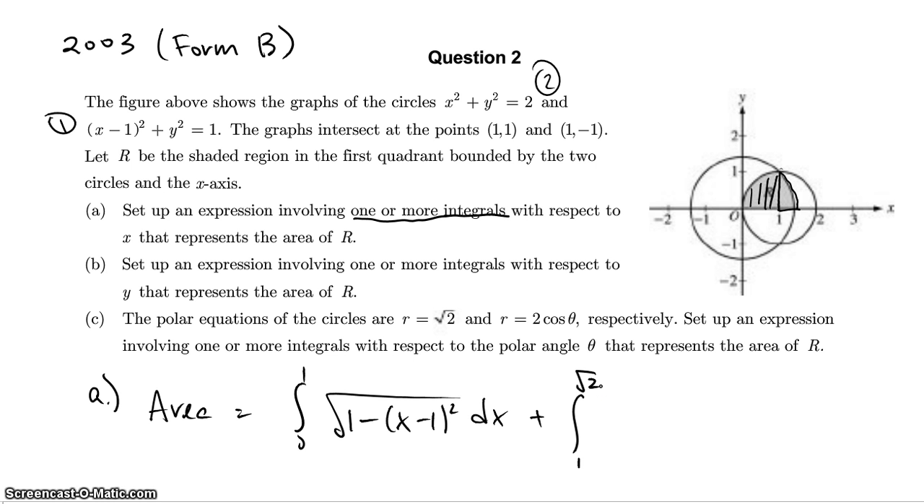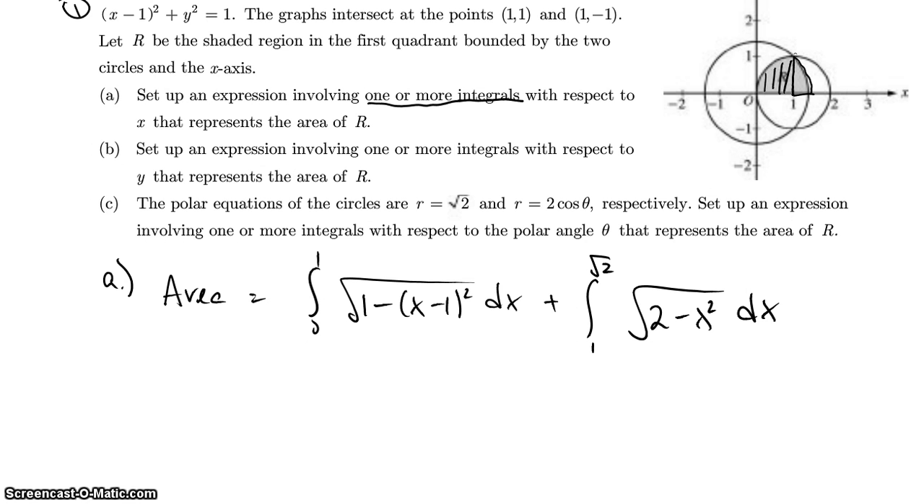And once again, we isolate y from equation 2. We have the square root of 2 minus x squared. And you don't have to evaluate anything. We just have to put it down in there, and we're done in A.